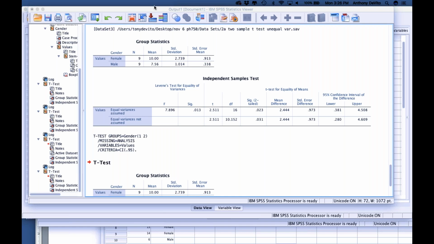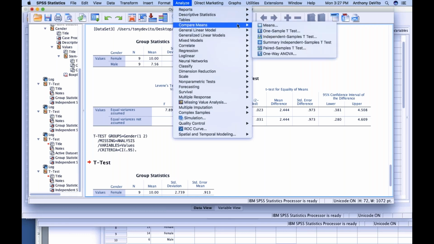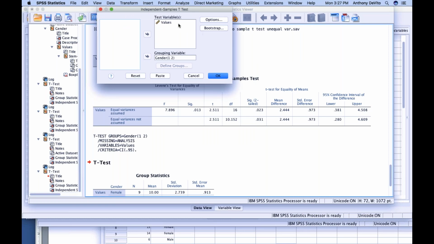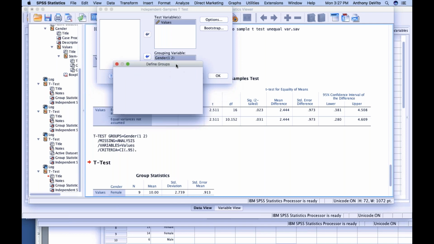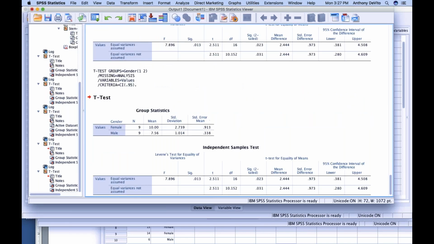I'll go back up here again just so you see what I did. Analyze, compare means, independent samples t-test. And then when I hit that, it comes up with a variable box. I put the values in it, a numerical variable in the top box. And I put the categorical variable, in this case gender, in the bottom box. And then I have to define the variables, tell it it's 1 and 2. And then click OK, and it does the calculation.